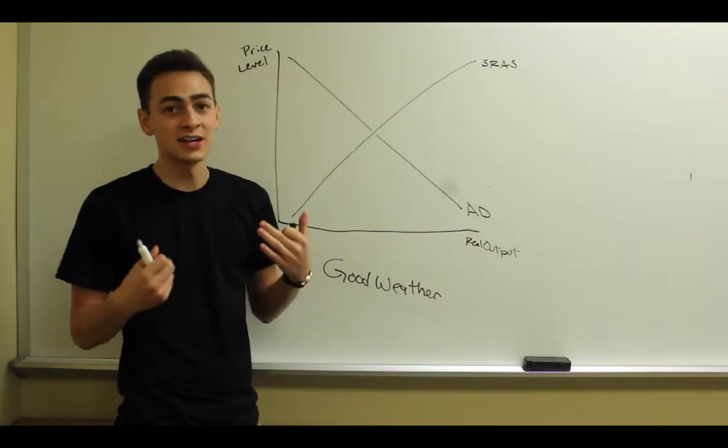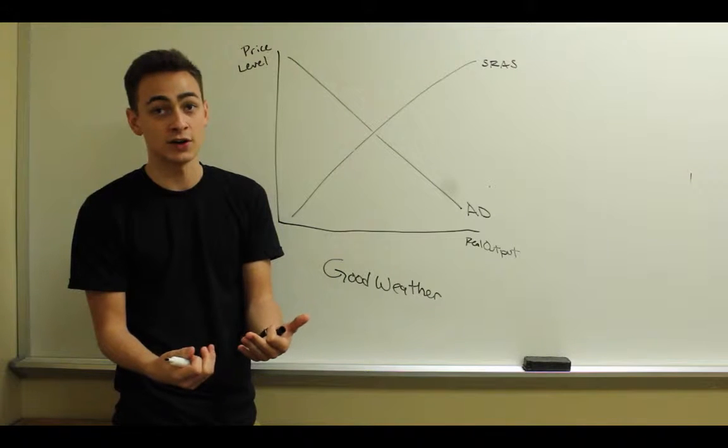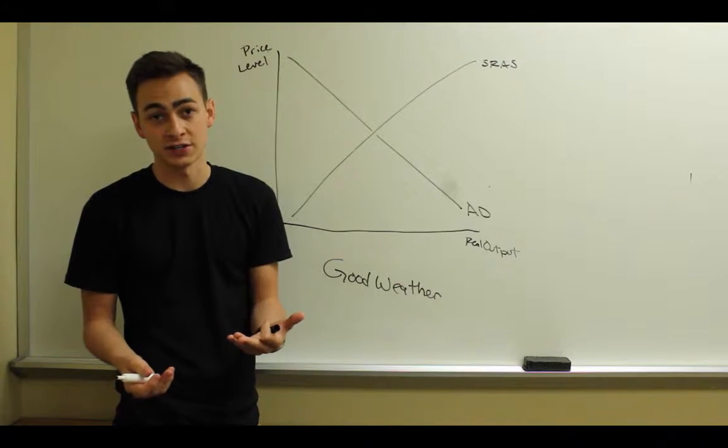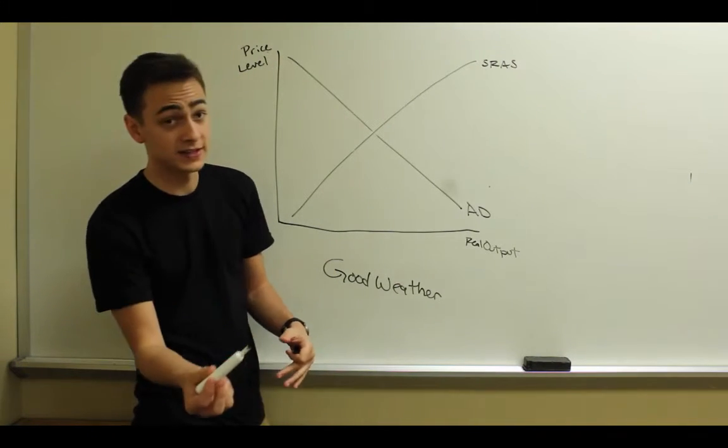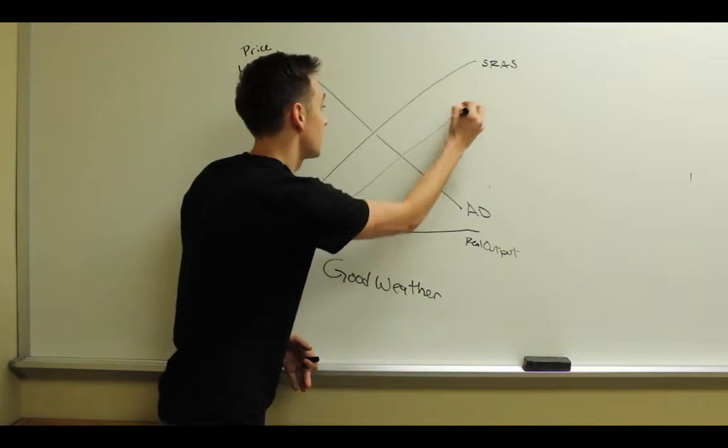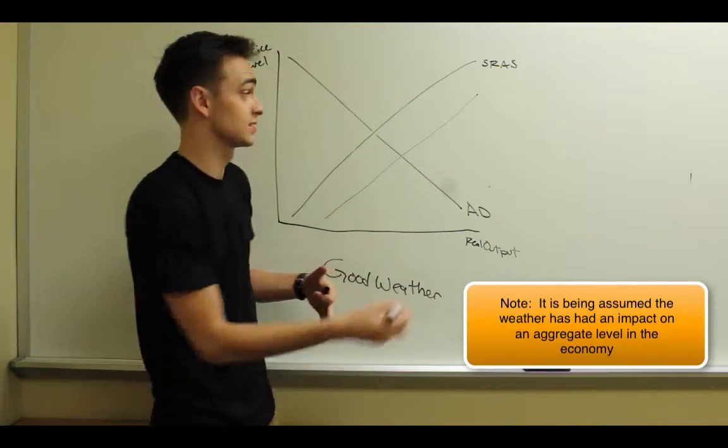So what it's going to do is it's going to increase the amount that you can produce at any given cost level. It's going to decrease the cost of production essentially for every individual unit. So what that's going to do is it's going to shift the aggregate supply to the right because it increases it.